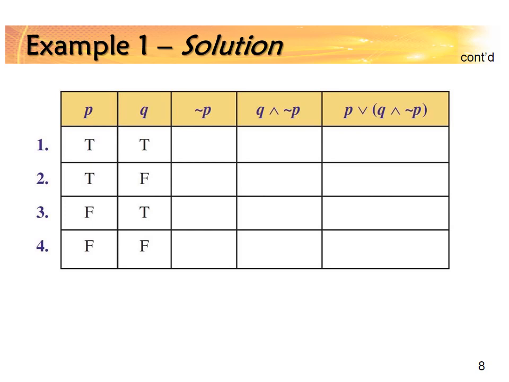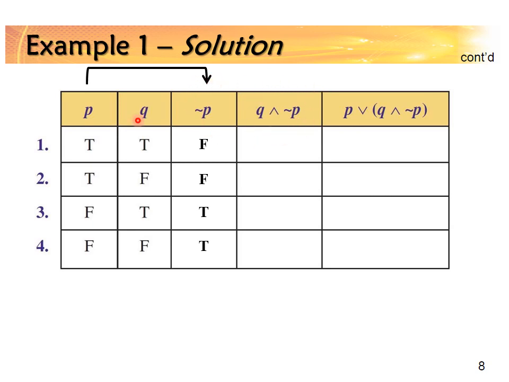Okay, so here we go. P and Q, T and T, when they're both true. When P is true, not P is false, right? And when P is false, not P is true. Okay, so we filled out that column.